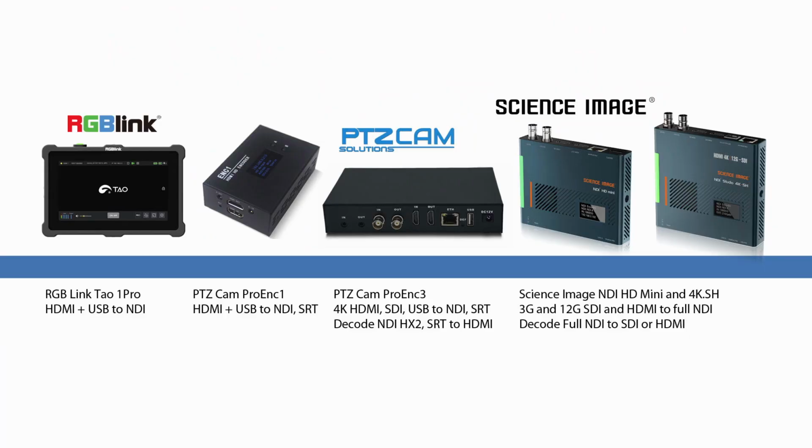Science Image is a full NDI encoder, and they have two models that we stock, which are the NDI HD Mini and the 4K.sh, and these have both SDI and HDMI on them. The difference is that the HD Mini is HD 1080p60, and the 4K.sh is 4K p60, so it's got 12G SDI and 4K HDMI on it. And it is both an encoder and a decoder, making it a Swiss Army knife, essentially.